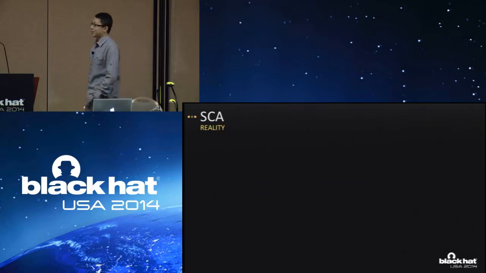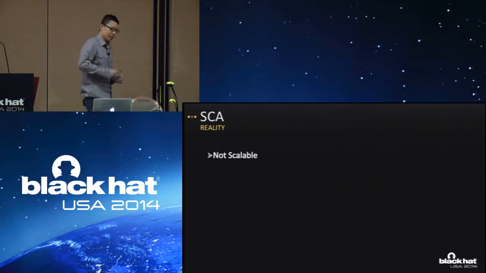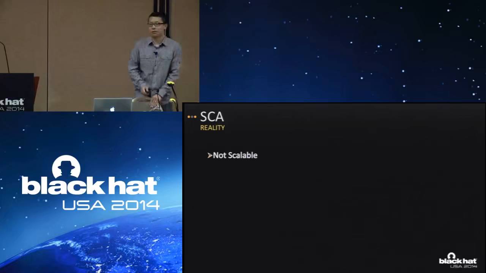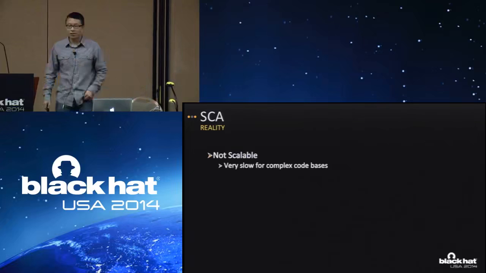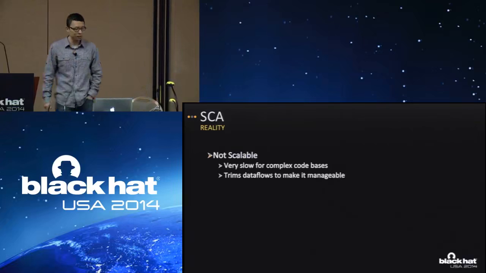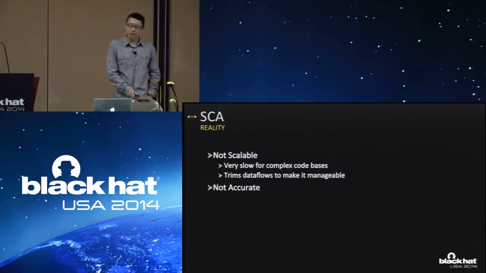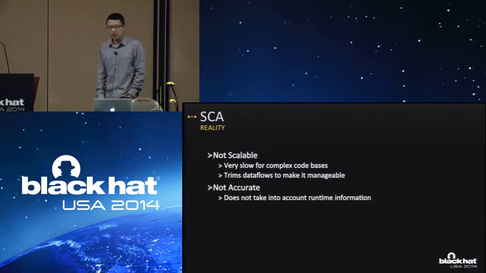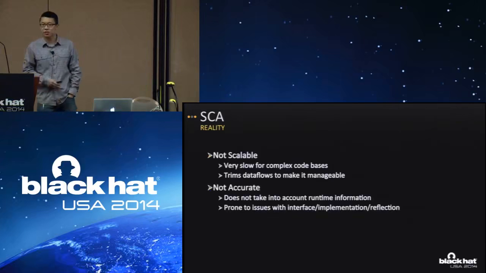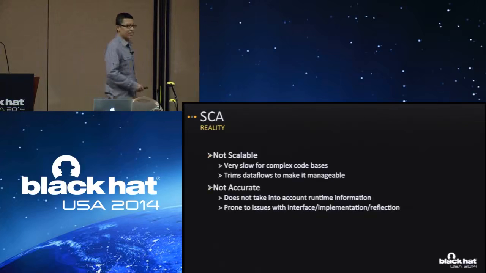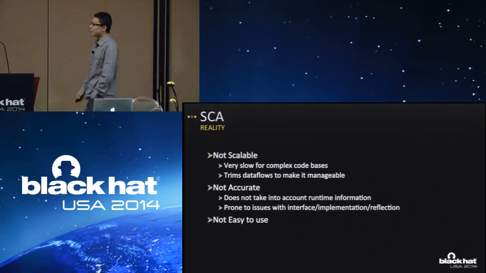So what about reality? In reality, things are always different from what they claim to be. For example, I would say they're not so scalable. If they come across complex code bases or library dependencies they can't figure out, they're not very good at getting a lot of real issues. And also, I would say they're not very accurate, because if you have things like reflections, interfaces, and all of those, where you have to get runtime information, then static analysis always fails to do that. And they're not very easy to use.